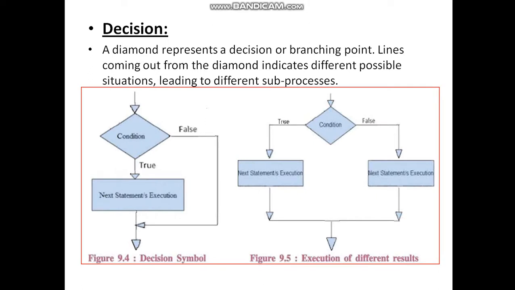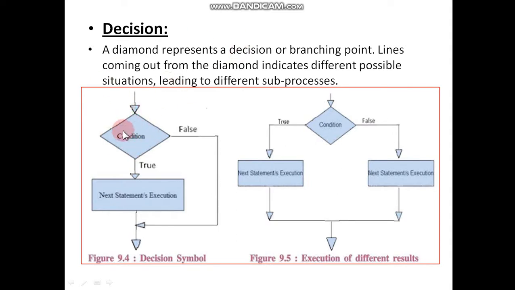A diamond represents a decision or a branching point. Lines coming out from the diamond indicate the different possible situations leading to a different sub-process. Decision is like a logical structure or logical symbol. Suppose we have a condition, find a condition and then check true or false. That type of problem is solved with that type of symbol, which is the decision or diamond symbol. This diamond symbol indicates the decision in a flowchart.